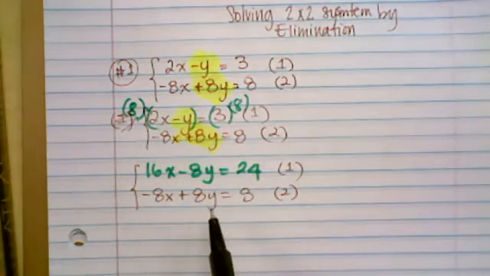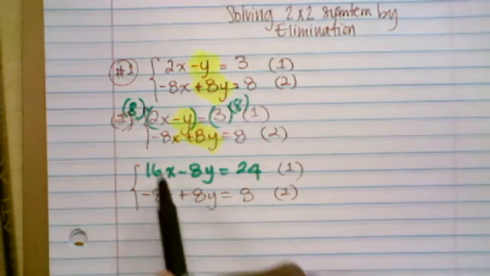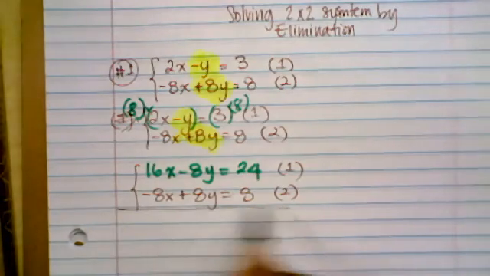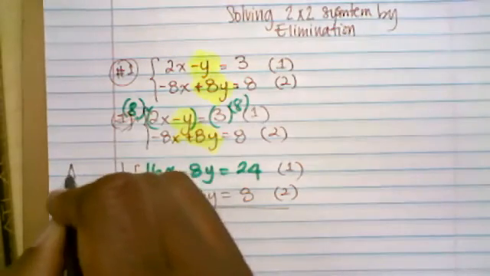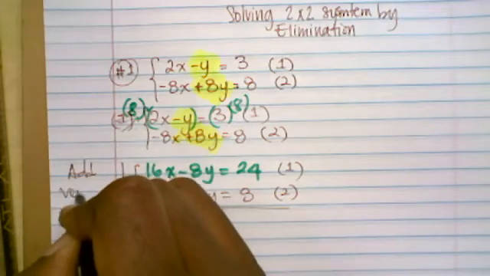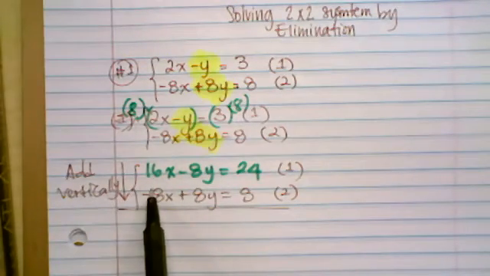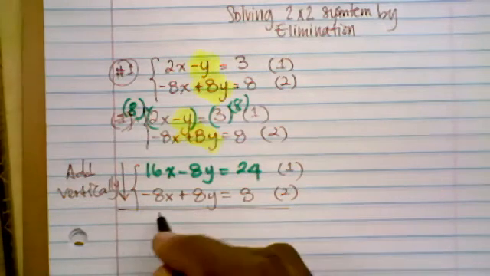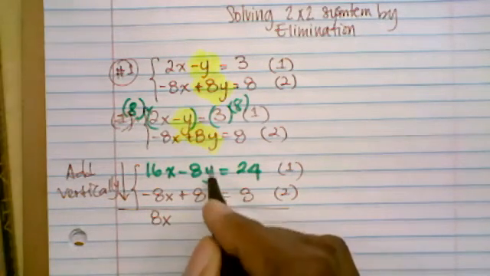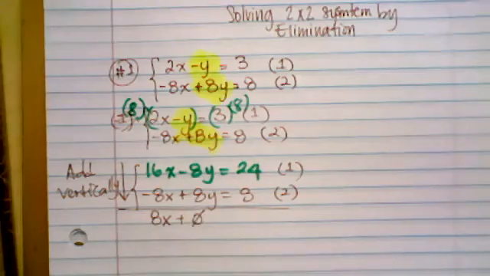Next, like I said, in step 3, you're going to add vertically. Which means 16x plus negative 8x adds up to positive 8x, and this one adds up to 0. Remember, I hope you can see now they are opposite of each other.